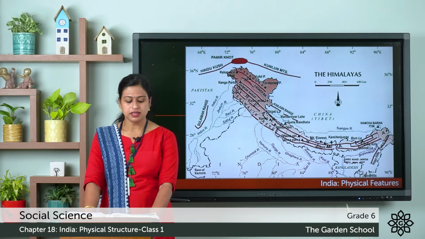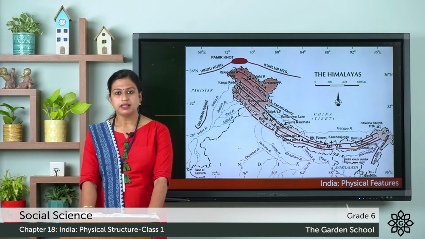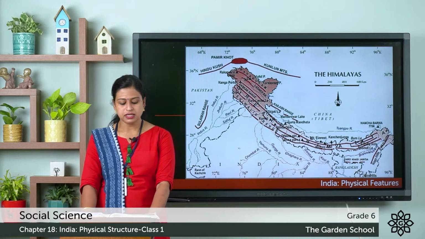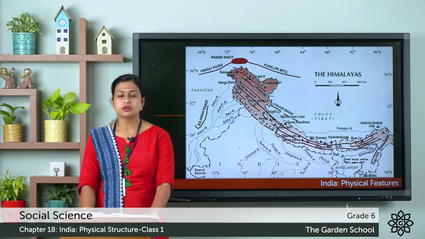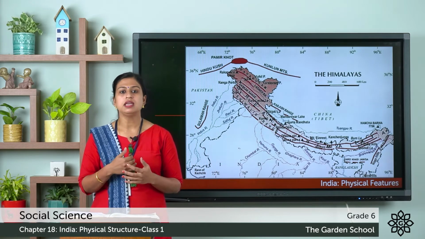And Kanchenjunga in Sikkim is the highest Himalayan peak in India. Other peaks are Nanga Parbat, Nanda Devi and Kamet. So this was about the Greater Himalaya, which is also known as the Himadri.